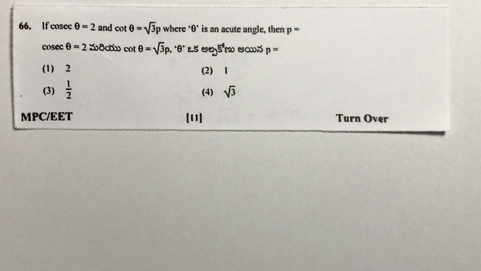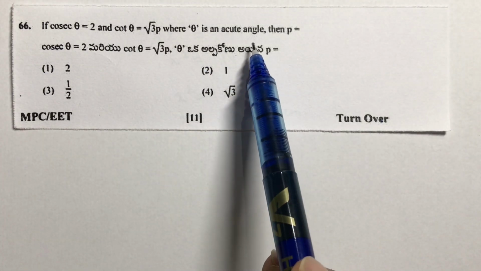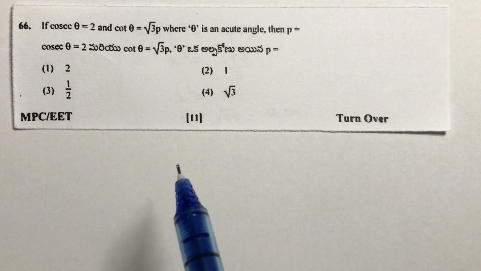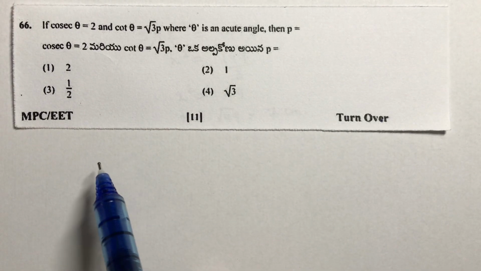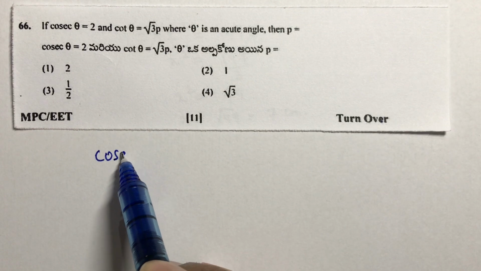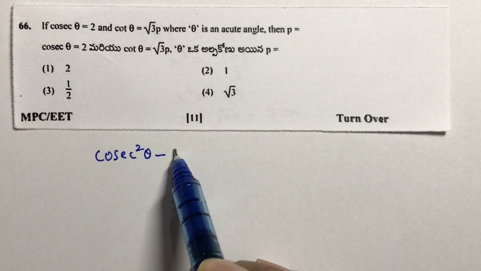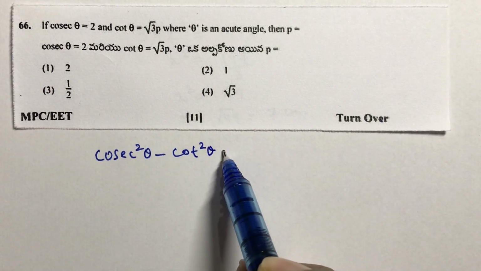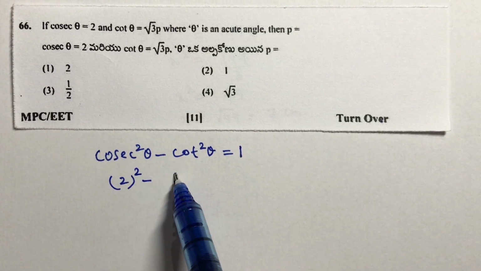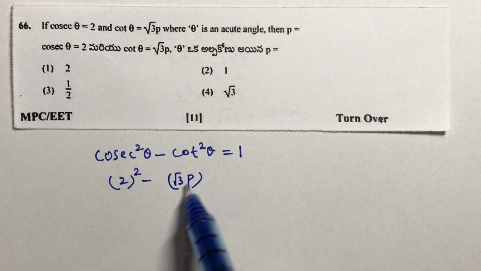If cosec theta equals 2 and cot theta equals root 3p, where theta is an acute angle. Acute angle means all the ratios are in the first quadrant, so all the values will be positive. So cosec and cot are there, we need to find p. With cosec and cot I have the identity: cosec square theta minus cot square theta is 1. Cosec value is 2, cot is root 3p.